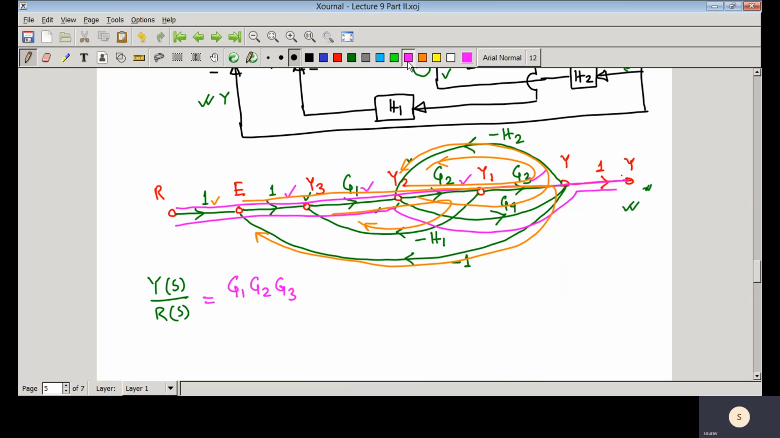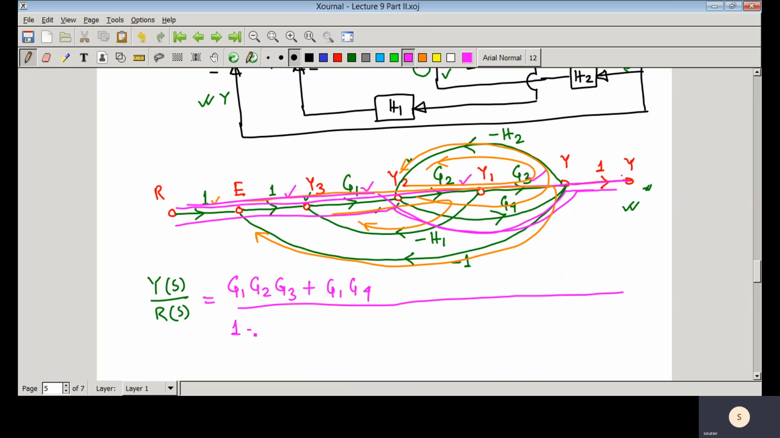Now let us see the second forward path. The second forward path is this one and this one. So that means this is G1, G4. In this case, delta 1 and delta 2 are 1 because there is no non-touching loop.